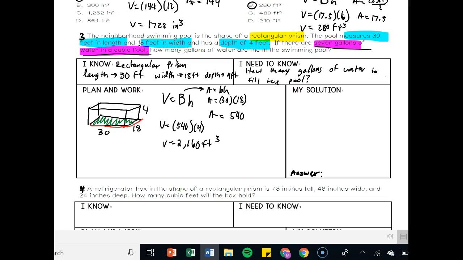If I have 3 cubic feet, I need 21 gallons. So if I have 2,160 cubic feet, to answer the question of how many gallons I need, you simply are going to take the volume of the pool, which is 2,160 feet cubed, and multiply it by 7, right? And that gives you 15,120 gallons of water, and that is your solution. So 15,120 gallons, GAL, of water to fill the pool.